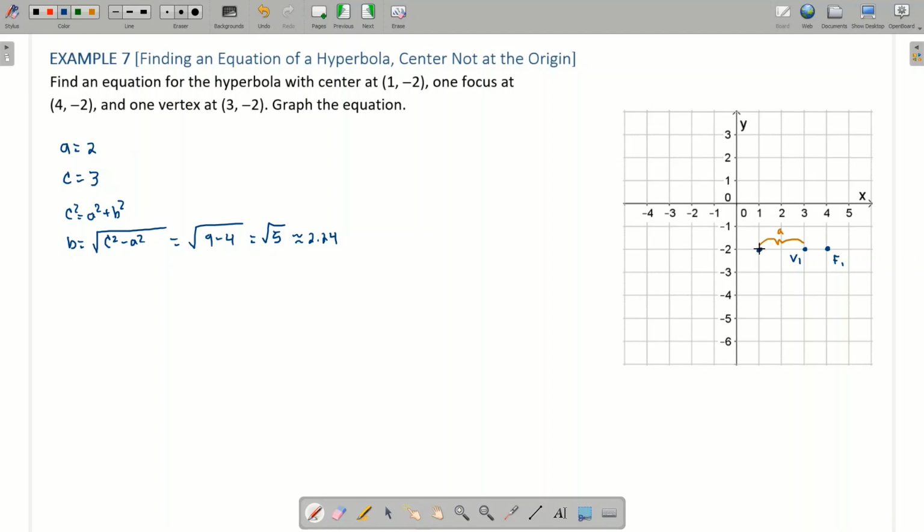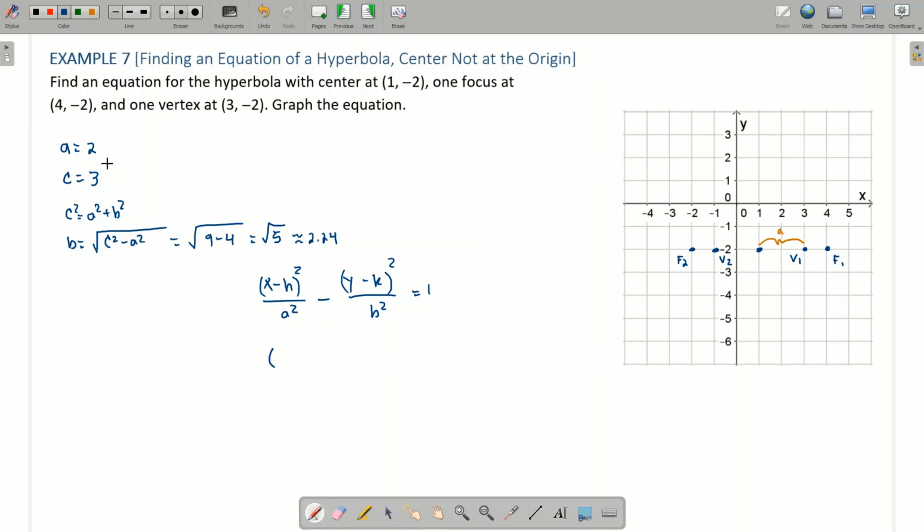So let's go ahead and put in our other vertex. We have a vertex that goes back 2 units, so that would be V2, and then go back 3 units for F2. We can also write the equation at this point. So notice that the transverse axis is horizontal. It's not the x-axis anymore, but it's at least horizontal, which means that we have to use the form that starts with x. So we're going to be doing x minus h squared over a squared minus y minus k squared over b squared is equal to 1. And we have all the information to put in there.